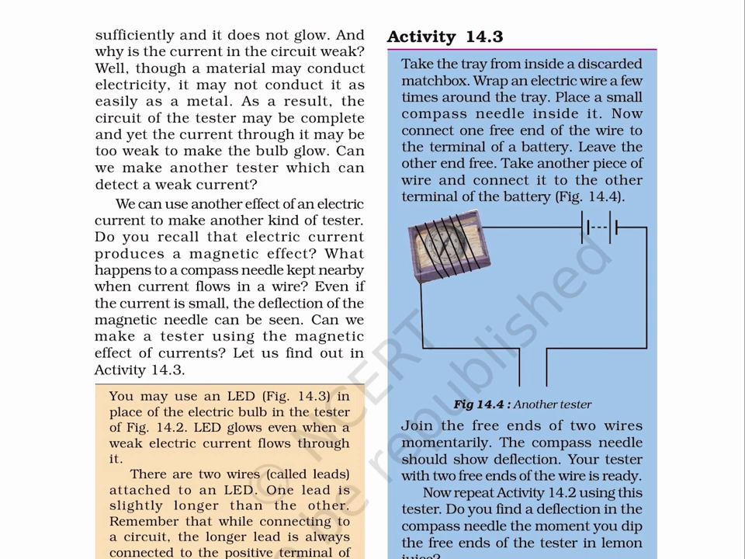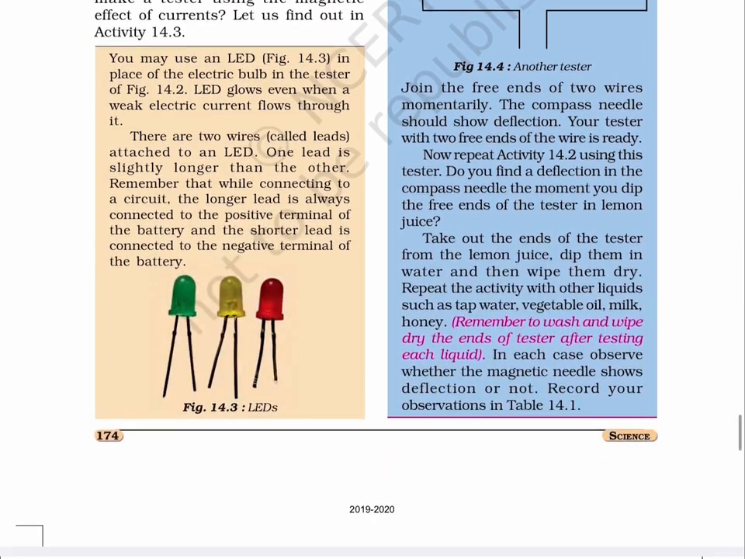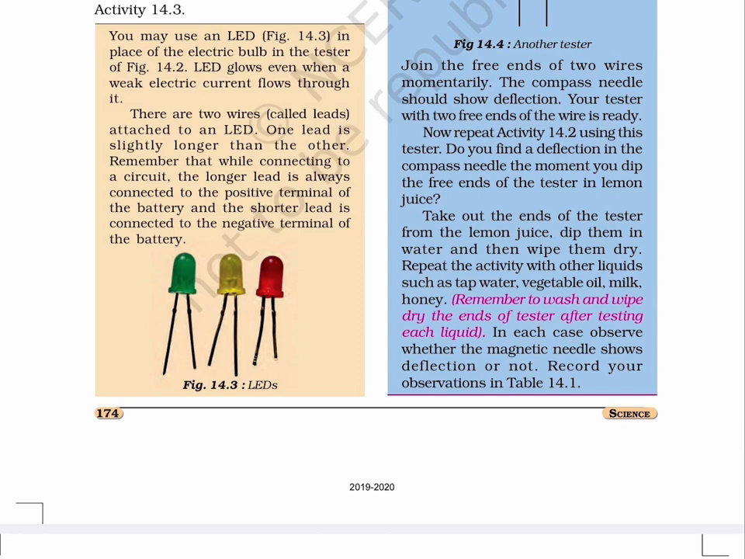Now, connect one free end of the wire to the terminal of a battery. Leave the other end free. Take another piece of wire and connect it to the other terminal of the battery, as in Figure 14.4. Figure 14.4. Another tester. Join the free ends of two wires momentarily. The compass needle should show deflection. Your tester with two free ends of the wire is ready.